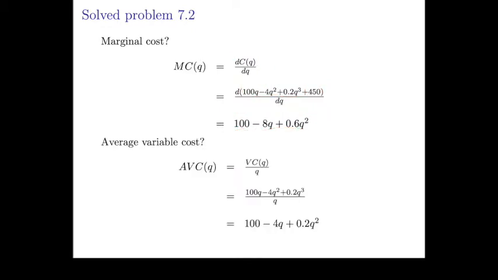What about average variable cost? Remember, the variable cost was this part, not the 450. So the average variable cost is just variable cost divided by Q. So we take 100Q minus 4Q squared plus 0.2Q cubed, divide by Q. So this Q goes away. This Q squared becomes a Q. This Q cubed becomes Q squared. So we cancel out this Q. So we get 100 minus 4Q plus 0.2Q squared. That's our average variable cost.